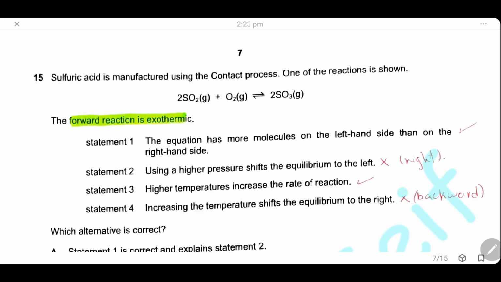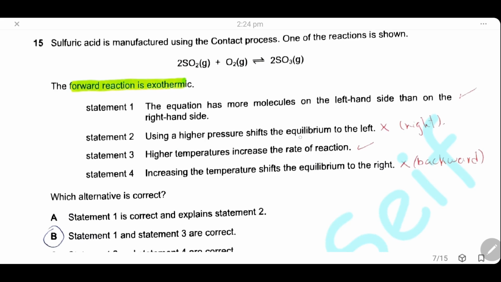Question 15. Sulfuric acid is manufactured using the contact process. One of the reactions is shown. Oxidation of sulfur dioxide gas to sulfur trioxide. The forward reaction is exothermic. Statement 1. The equation has more molecules on the left-hand side than on the right-hand side. On the left-hand side, we have 3 molecules, and on the right-hand side, we have 2. So this is correct. We have more molecules on the left-hand side.